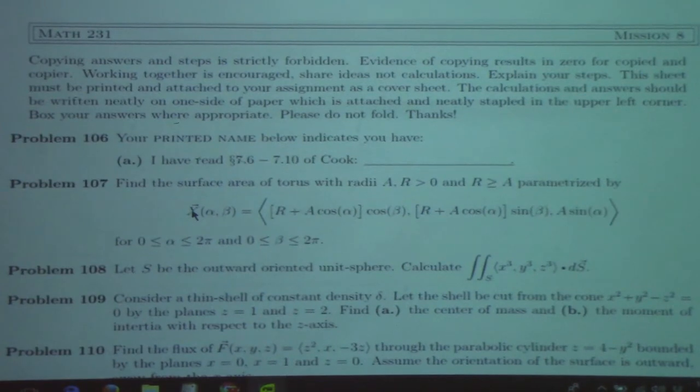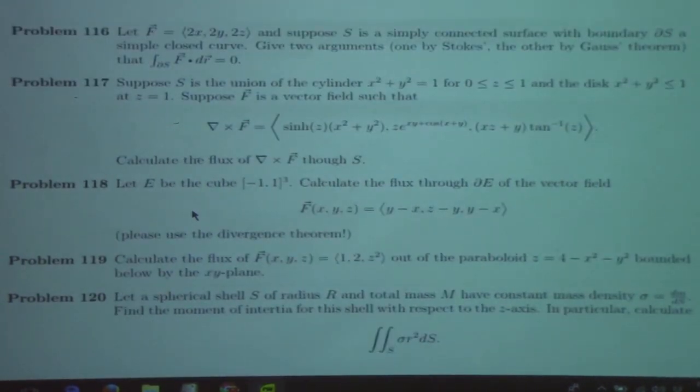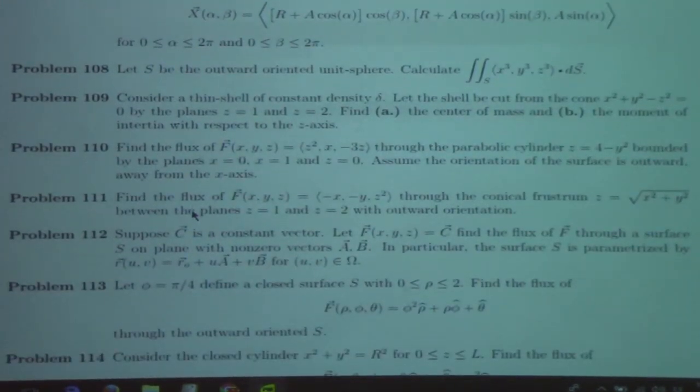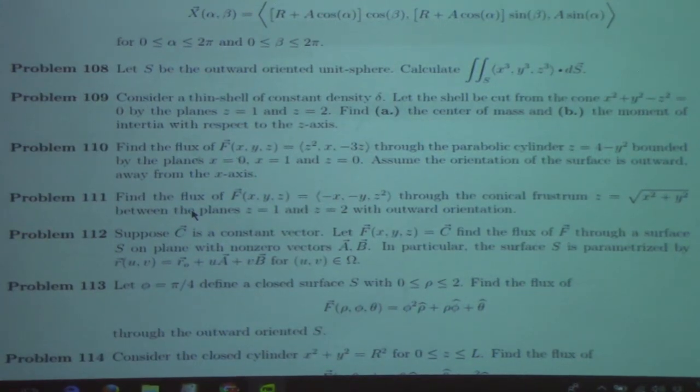How about 109? Oops, wrong button. Thin shell of constant density delta. I probably would have used a sigma in here when we talked about things in class, right? Sigma was the mass per unit surface area. Shall be cut from the cone. There it is, this and that. Find the center of mass and the moment of inertia with respect to the z-axis. So there are 4 integrals to do there, maybe 5.